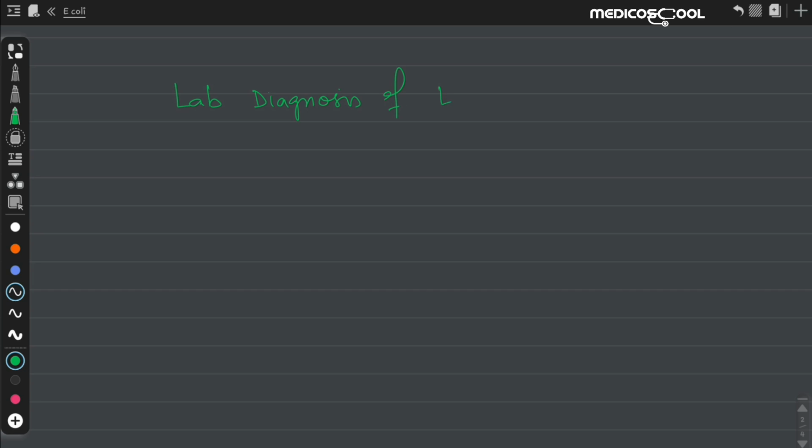So today we are going to study the lab diagnosis of Escherichia coli. In the previous lectures, we have already discussed the infections caused by Escherichia coli, like watery diarrhea, bloody diarrhea, urogenital tract infections like cystitis and pyelonephritis, and systemic infections like sepsis and neonatal meningitis, and their pathogenesis. We have also discussed the epidemiology and introduction of Escherichia coli. In this lecture, we will study the lab diagnosis of Escherichia coli. So kindly watch the other lectures on Escherichia coli as well.